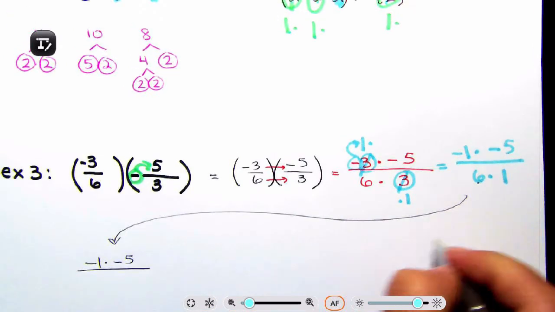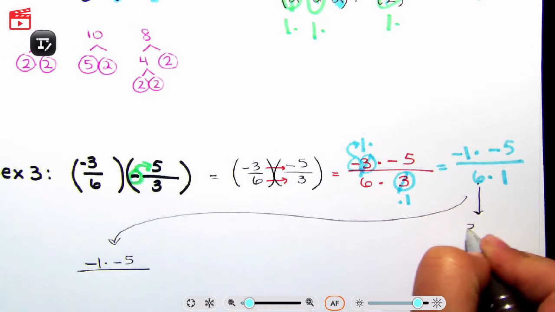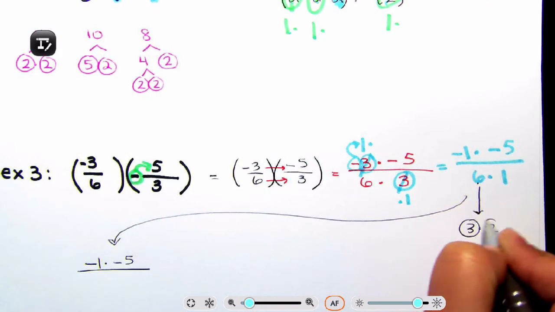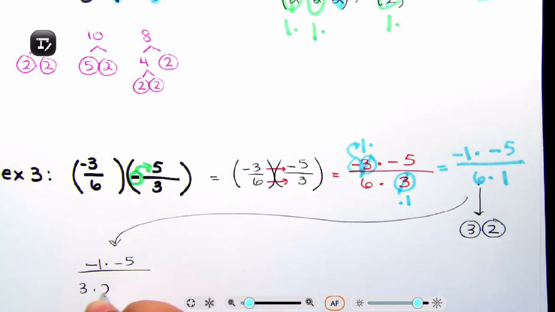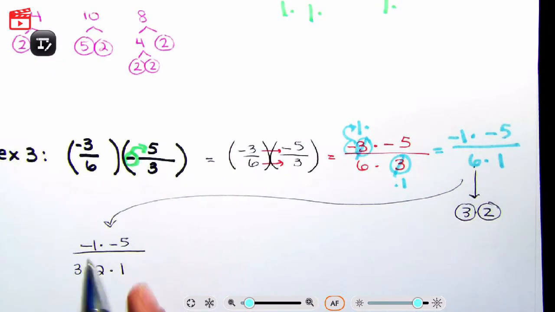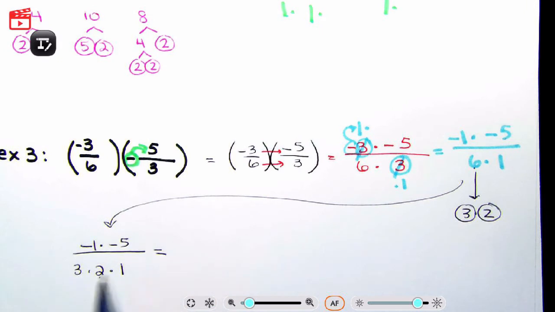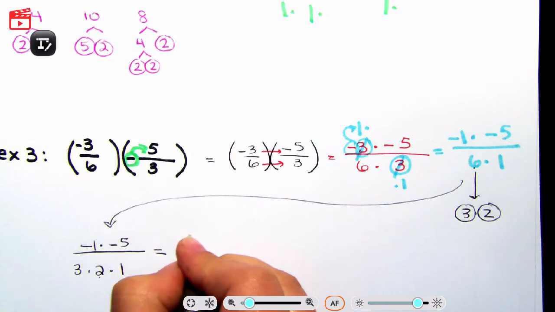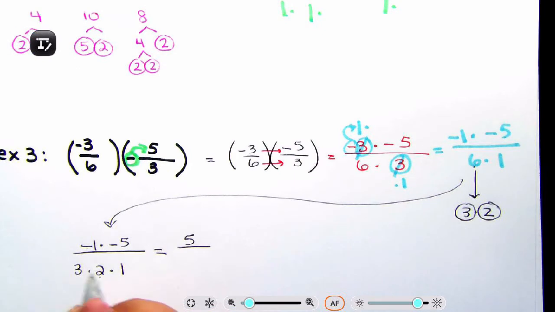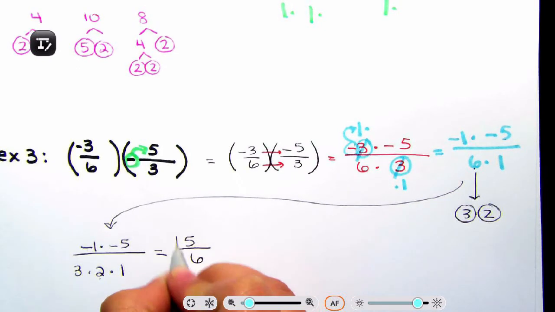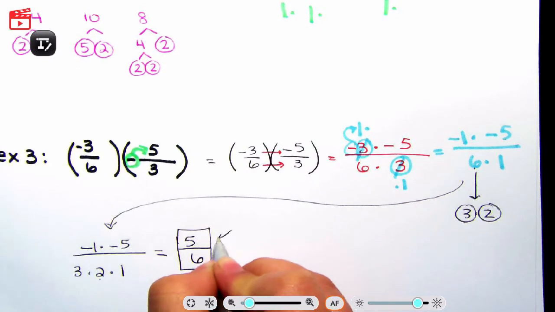What about 6? 6 is 3 times 2. 3 is prime, 2 is prime. So I have 3 times 2 times 1. Notice here that I do not have, besides that 1, I have nothing else to cancel. But we're not canceling 1. We're just multiplying 1. Negative 1 times negative 5, that is a positive 5. 2 times 3, that's 6 times 1 is still 6. So this is our final answer.